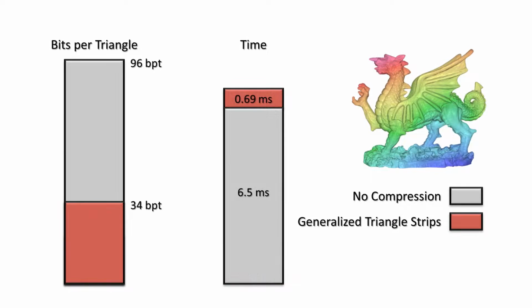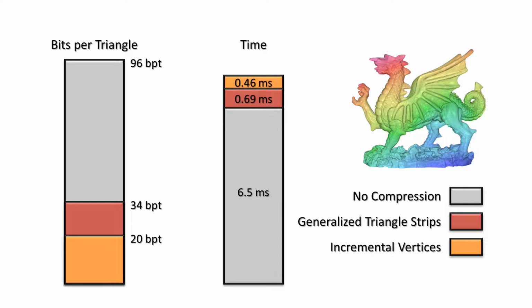So after that procedure, we see that the elements of the incbar array correspond to the elements of the V array, which is the array that we wanted to decompress in the first place. So on our example mesh, this incremental vertices technique reduces the number of bits per triangle from 34 down to 20, and we have to run that add scan and that kernel for decompression, and those take about 0.46 milliseconds in CUDA.